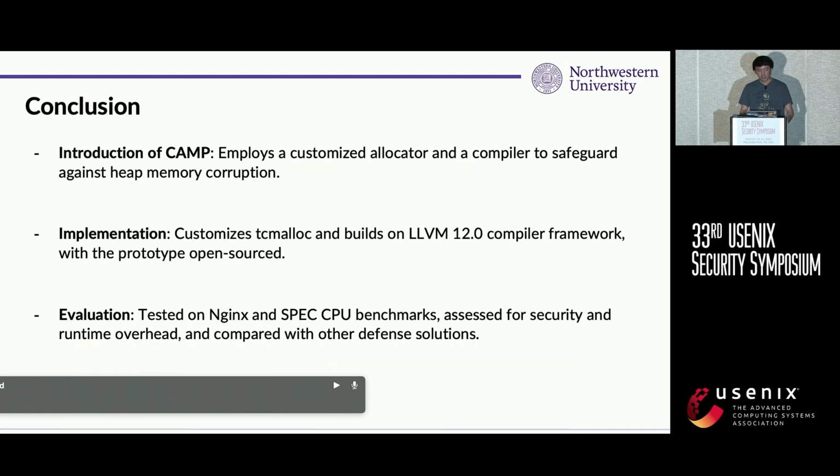In summary, our paper proposes CAMP, which employs a customized allocator and a compiler to safeguard against heap memory corruption, and we implemented it based on tcmalloc and LLVM 12. About the evaluation, we tested on Nginx and SPEC benchmarks, assessed for security and runtime overhead, and also compared it with previous defense solutions.